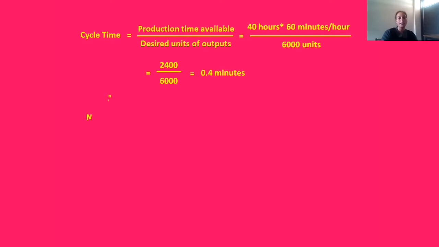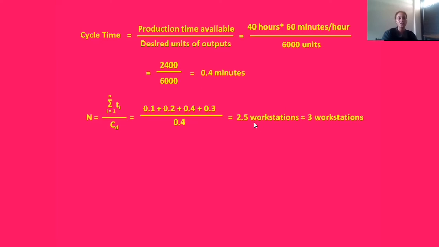Now we will calculate the minimum number of workstations. For that we need to add all the task times, that is all these 4 task times: 0.1, 0.2, 0.4 and 0.3. We add those and divide by the cycle time, or the desired cycle time, which we calculated in the first step. This way we get 2.5 workstations. Workstations cannot be in decimal points, so we round off. We need to design a minimum of 3 workstations.